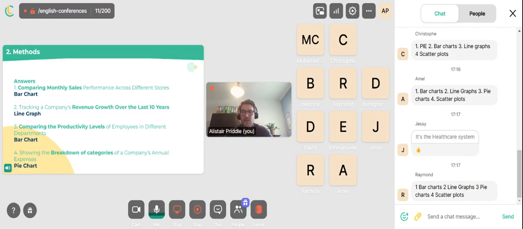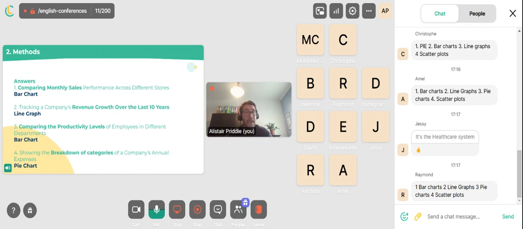Number 2 is a line graph, tracking a company's revenue over the last 10 years. So 10 years is a period of time. Therefore, a line graph is our optimal presentation method.